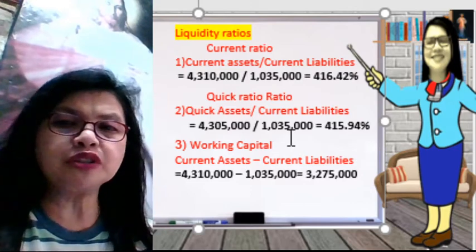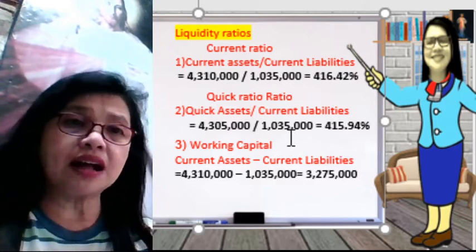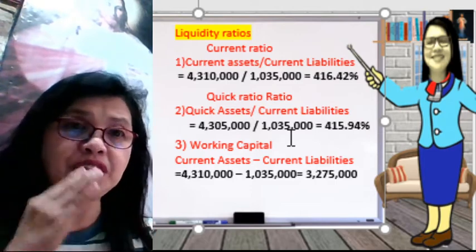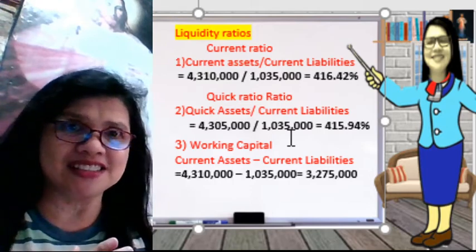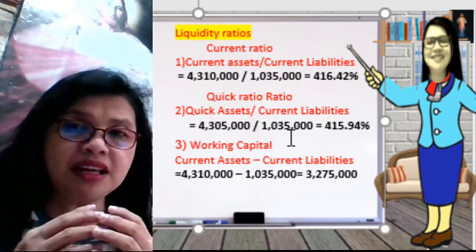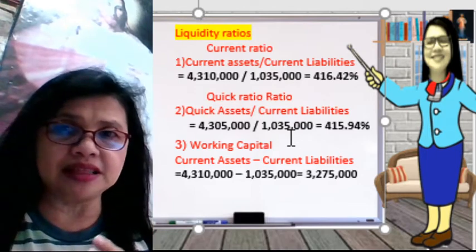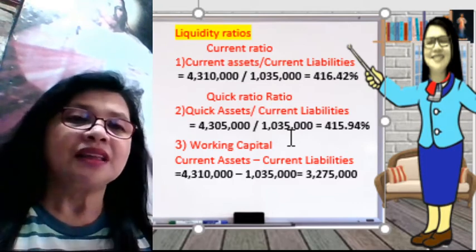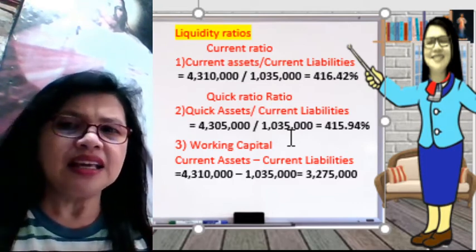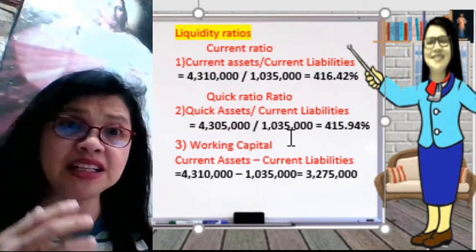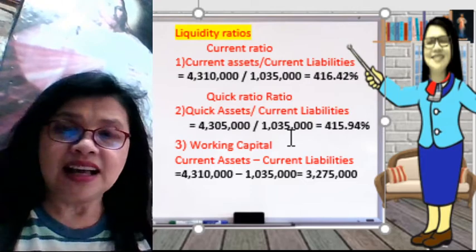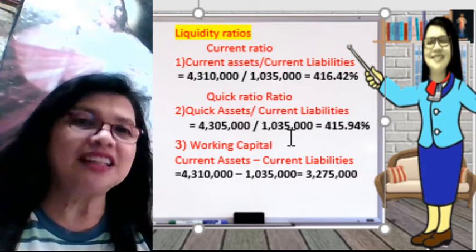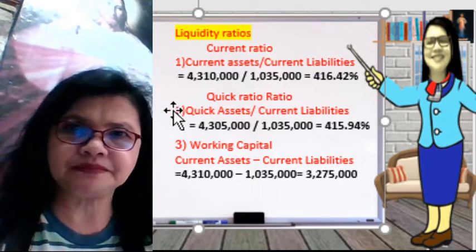Then we have also the working capital. The working capital is the fund that can be used for current operations. The formula is the current assets minus the current liabilities. It will give us 3,275,000. This shows that the company has sufficient assets to pay its current liabilities of 1,035,000.